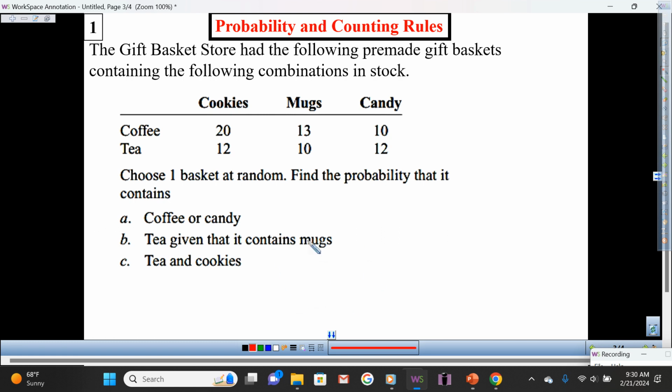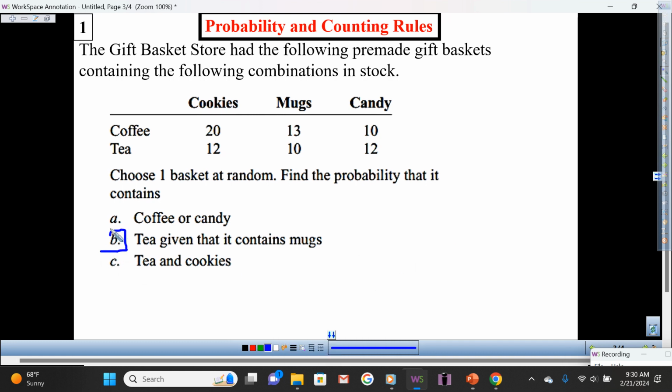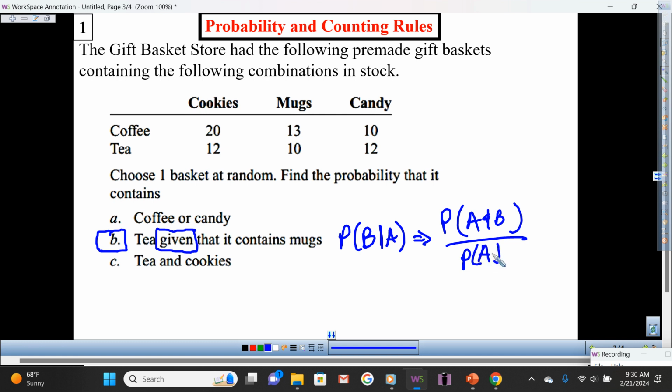Mia, Victoria. Who? B. Can everybody see that that is true? Tell your neighbor what gave it away. What was obvious? Everyone? The word what? Given. So we know that this one would be P of B given A equals what? P of A and B over P of A. Yes? So far so good?